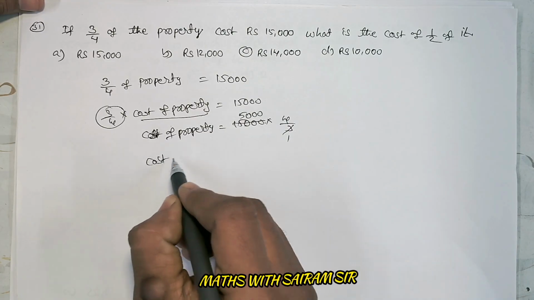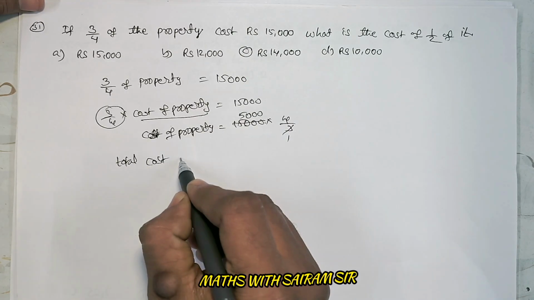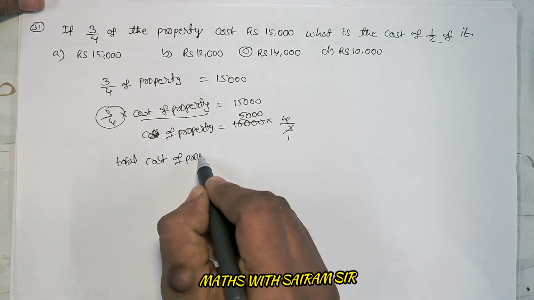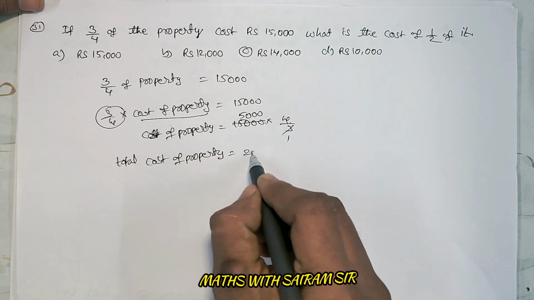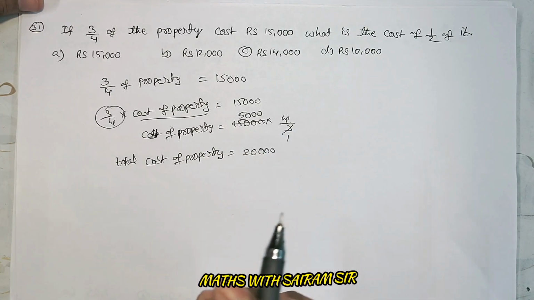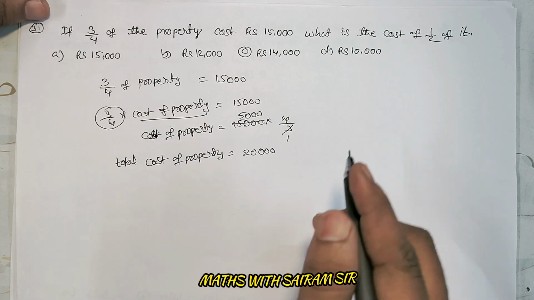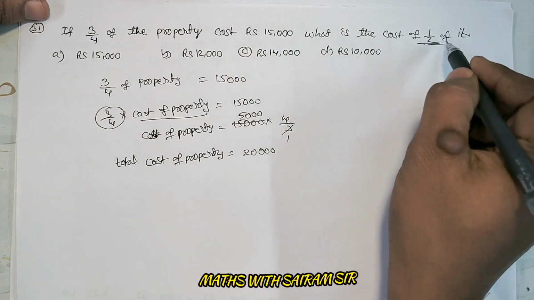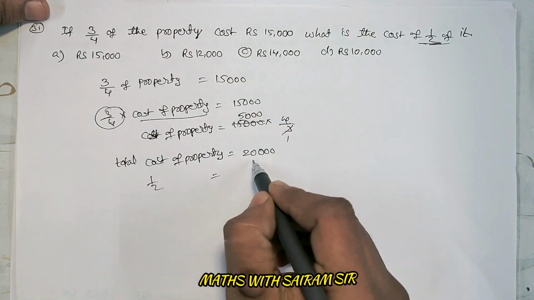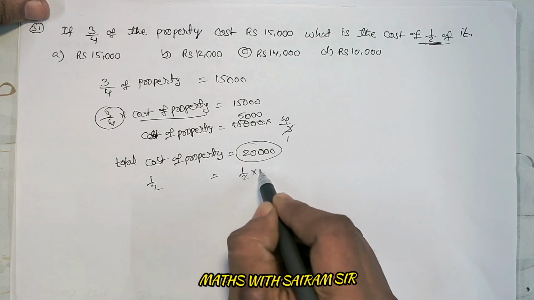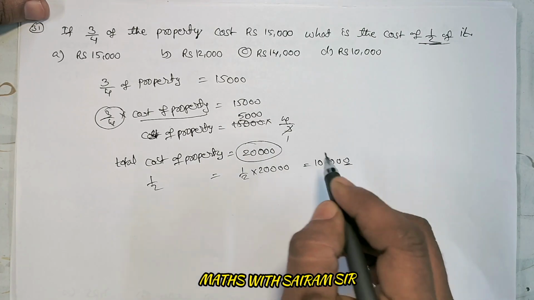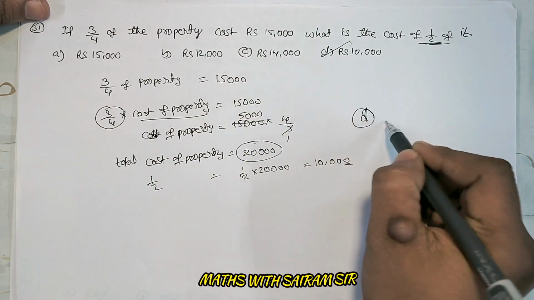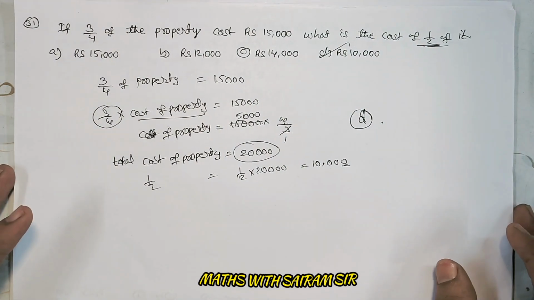So the total cost of property. How much do we get? We get 5,000 into 4, that is 5 4s are 20 and 3 zeros as is. That means the total cost of property is 20,000, and we are asked to find out half of this. So half of it is equal to half of 20,000, that is 10,000 you will get. So option D is the correct answer for this question. Now let us see the next question.